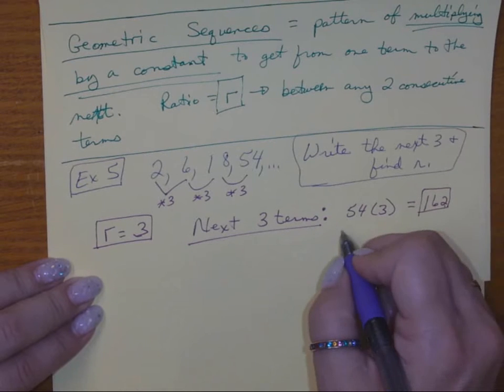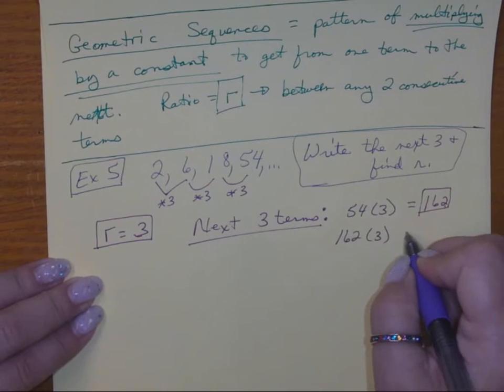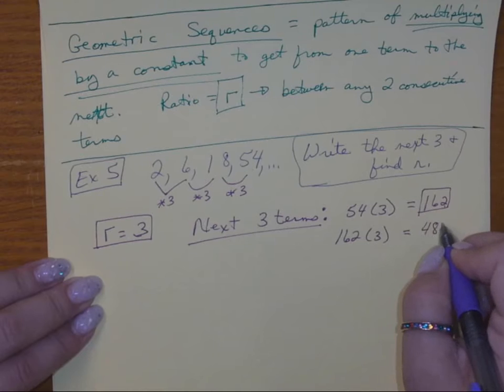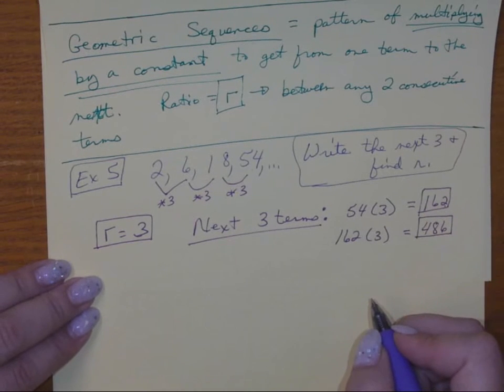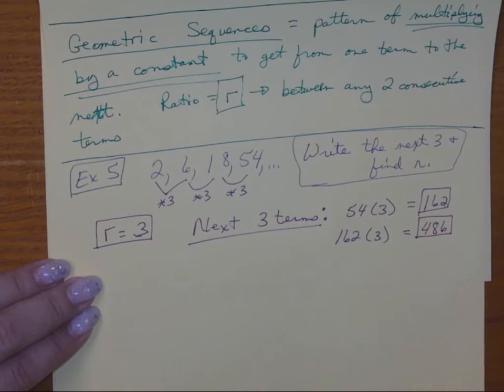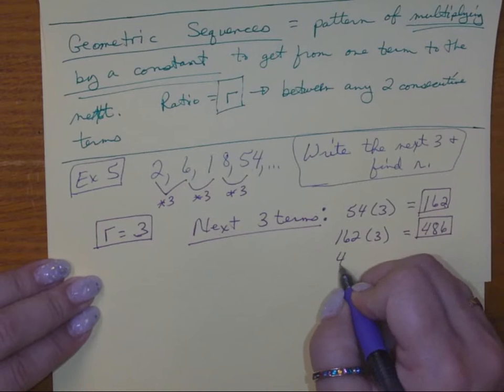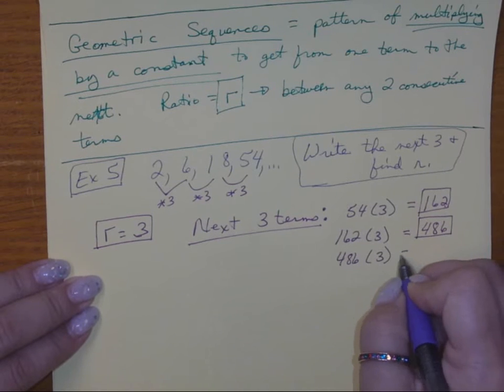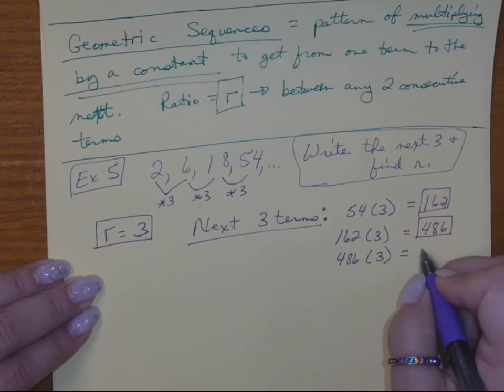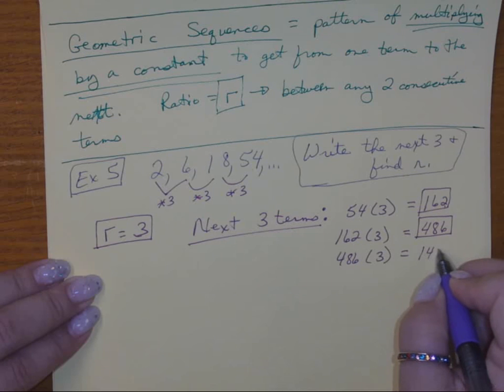And then once I have the 162, I can multiply him by 3. Well, that's 486. We're getting really big really quickly. This is one of the differences between geometric and arithmetic: sometimes these get really big, or really tiny small fractions depending on which way I'm going, but they get really big really quickly because I'm multiplying by a whole number here, right? So last but not least, 486 times 3, I've got 1458.